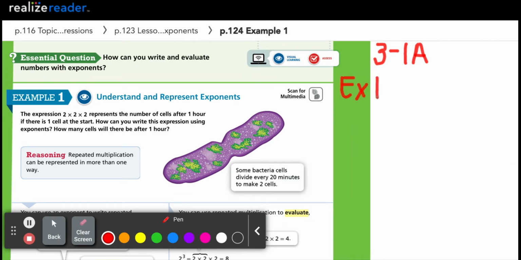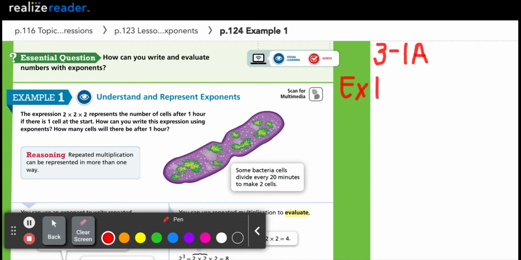And it says, the expression 2 times 2 times 2 represents the number of cells after 1 hour if there is 1 cell at the start. How can you write this expression using exponents? How many cells will there be after 1 hour?